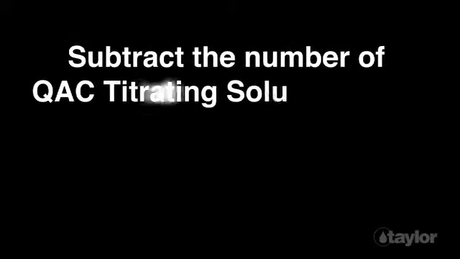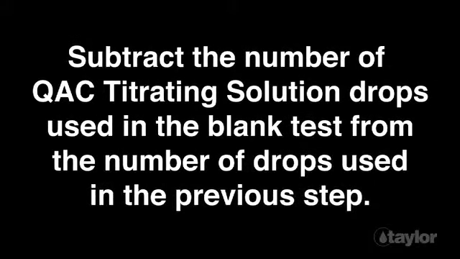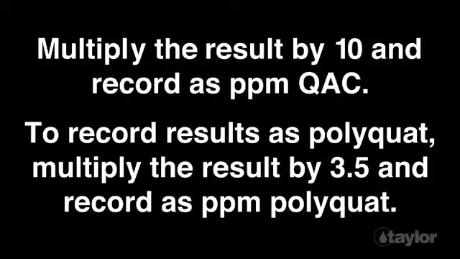Subtract the number of QAC titrating solution drops used in the blank test from the number of drops used in the previous step. Multiply the result by 10 and record as parts per million QAC. To record results as polyquat, multiply the result by 3.5 and record as parts per million polyquat.